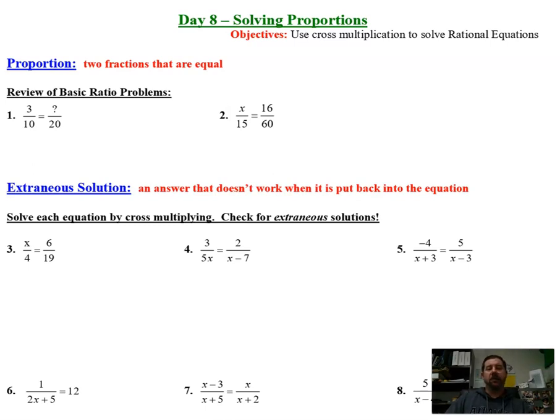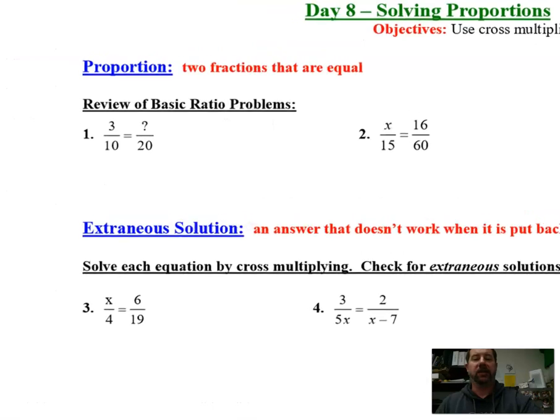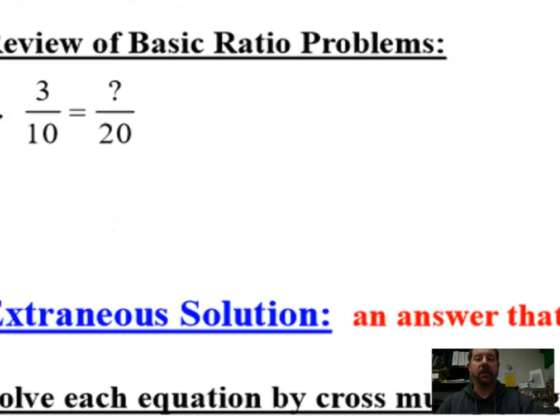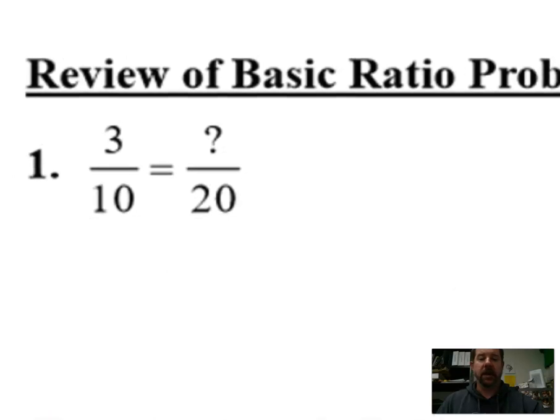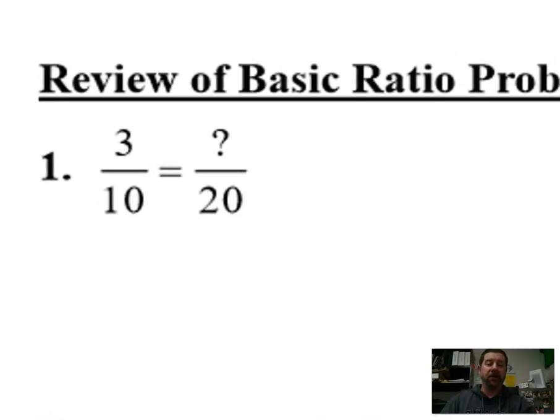Today we are going to talk about solving proportions, mainly using cross multiplication. All right, cross multiplying. If you remember, a proportion is when you have two fractions equal to each other. If we look here at some basic review problems, at number one, zoom in here. If I have one fraction equaling another fraction, we call that a proportion.